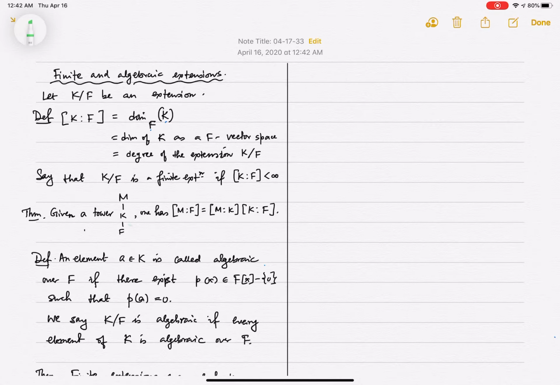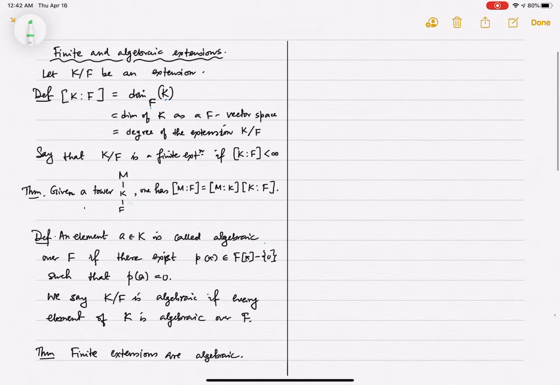We are talking about finite and algebraic extensions, and we want to keep talking about these simple looking algebraic extensions. Let me remind you a little bit. K over F denotes a field extension. When you have a big field K containing a smaller field F, the bigger field becomes a vector space over the smaller field, so it has a dimension, maybe infinite. This dimension is called the degree of the extension. A finite extension means that this dimension is finite.